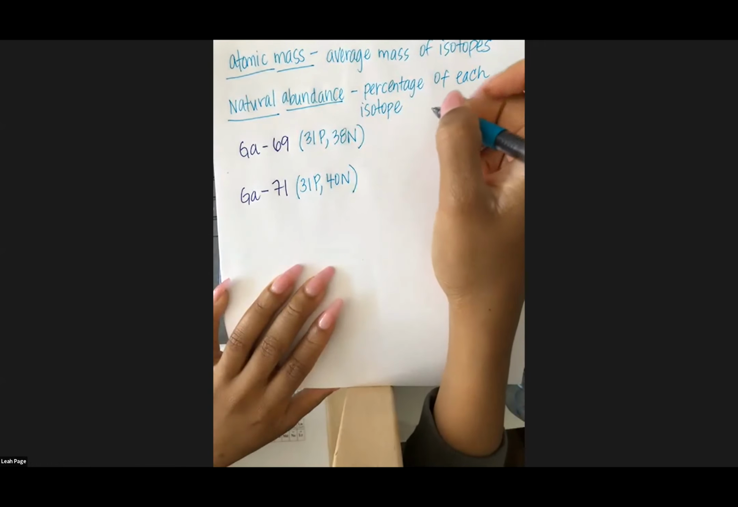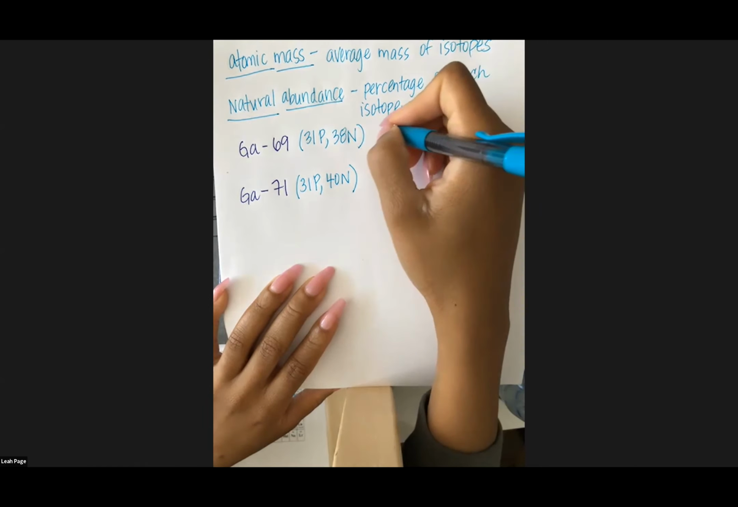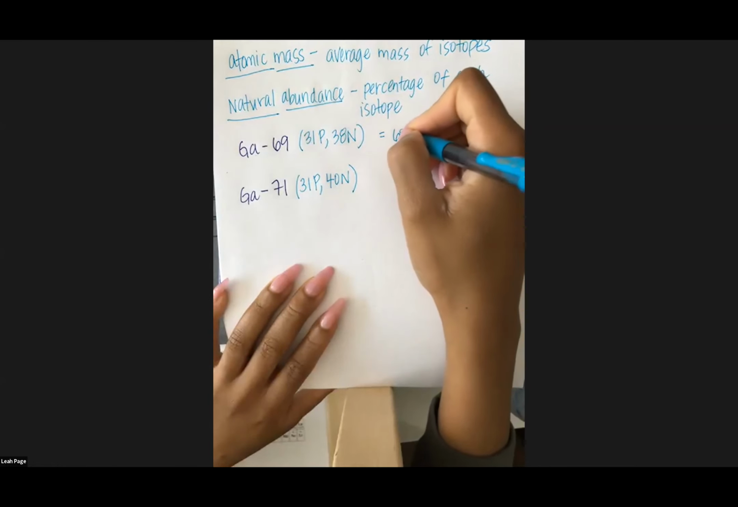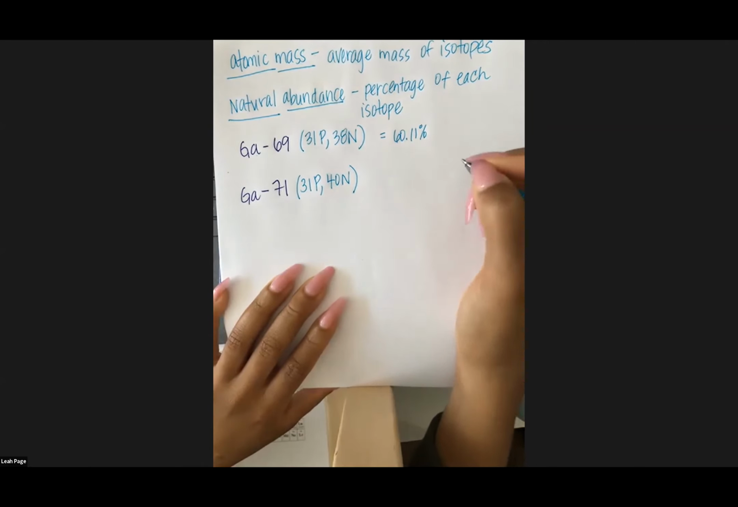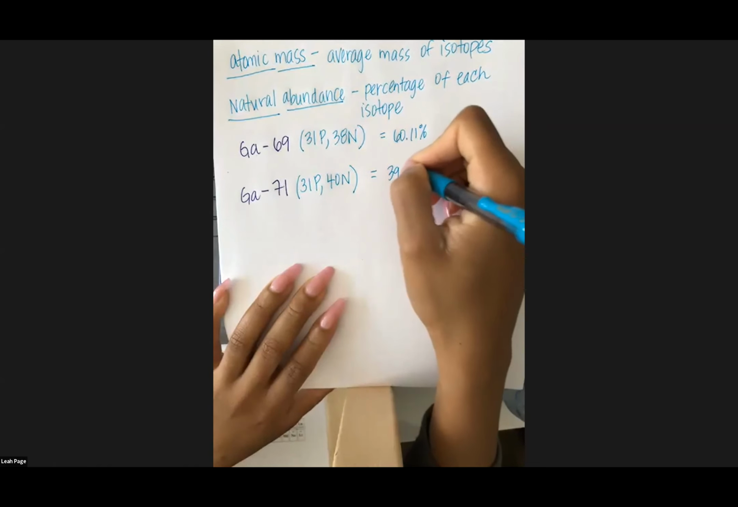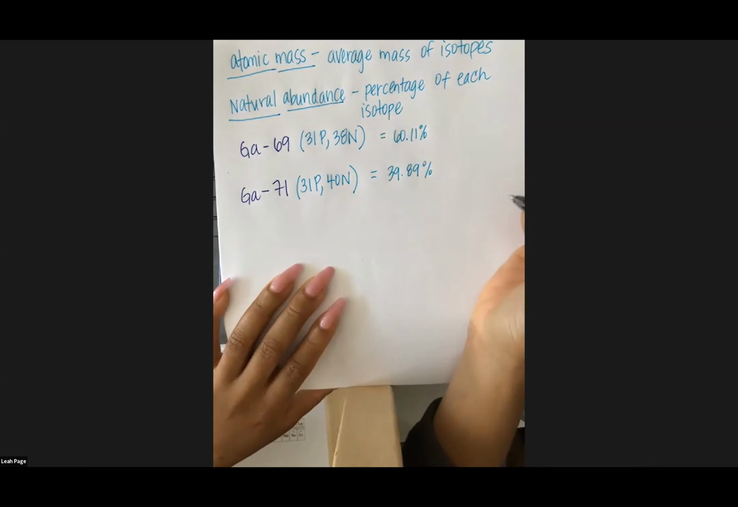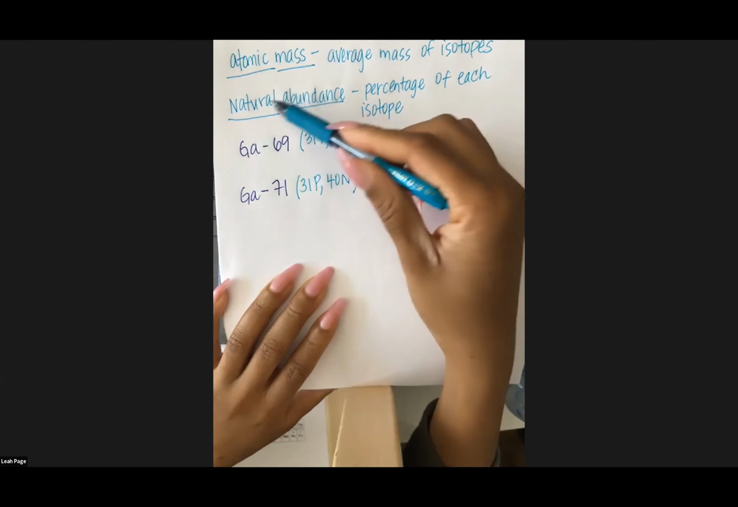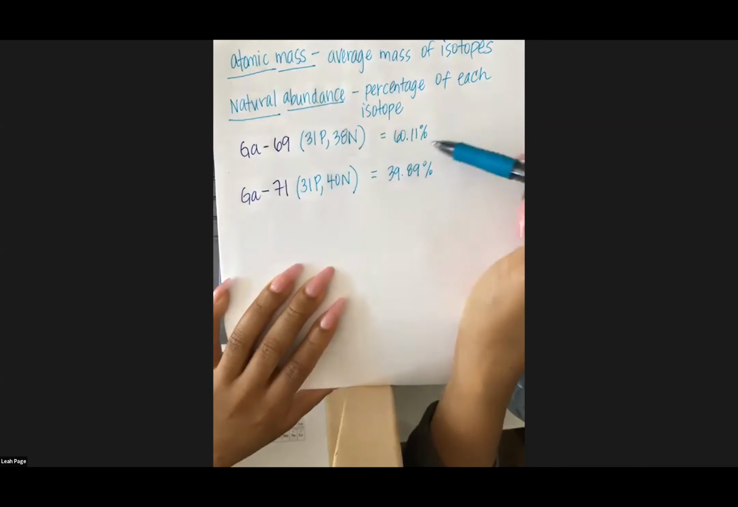In all of the universe, if I was able to grab a handful of galliums, that would equal gallium 69 being 60.11% of all of the galliums, and the other 39.89% would be gallium 71. So it's not like there's an equal amount of both galliums. One of them's more abundant, and that's what I mean by natural abundance. There are more gallium 69s in our universe than gallium 71s.